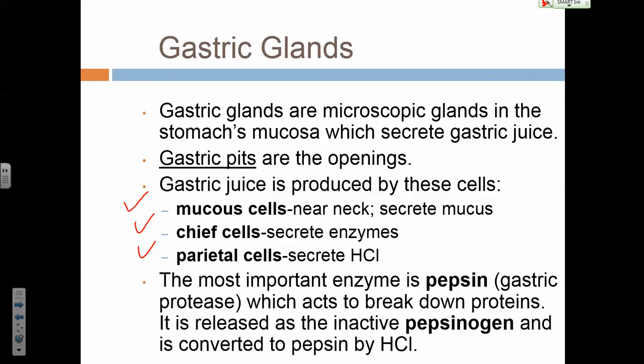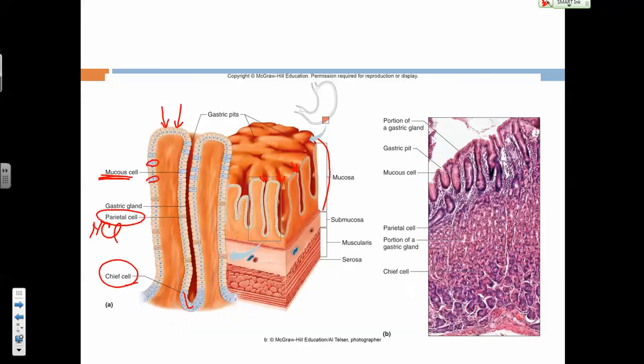Okay? So on all of the enzymes that you're going to learn in this chapter, you have to learn at least two things. One is, where is it made? Two is, what food does it act on? But if it's a protein digesting enzyme, you got to learn a third thing, which is what activates it. Okay? And what activates the pepsinogen is hydrochloric acid. Okay? All right.